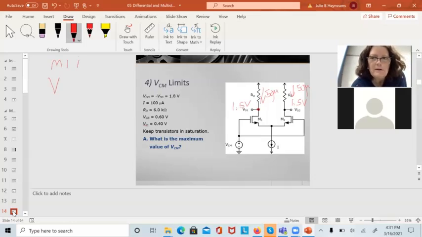It's one of those days. To keep M1 in saturation, let me just come back to this. We know everything's the same. Slide 14, I will reboot and see you un momento.